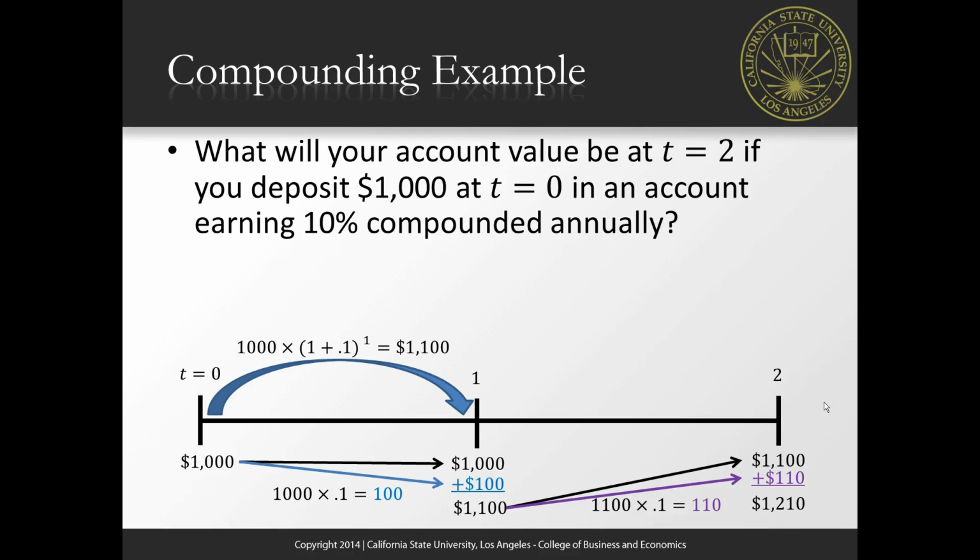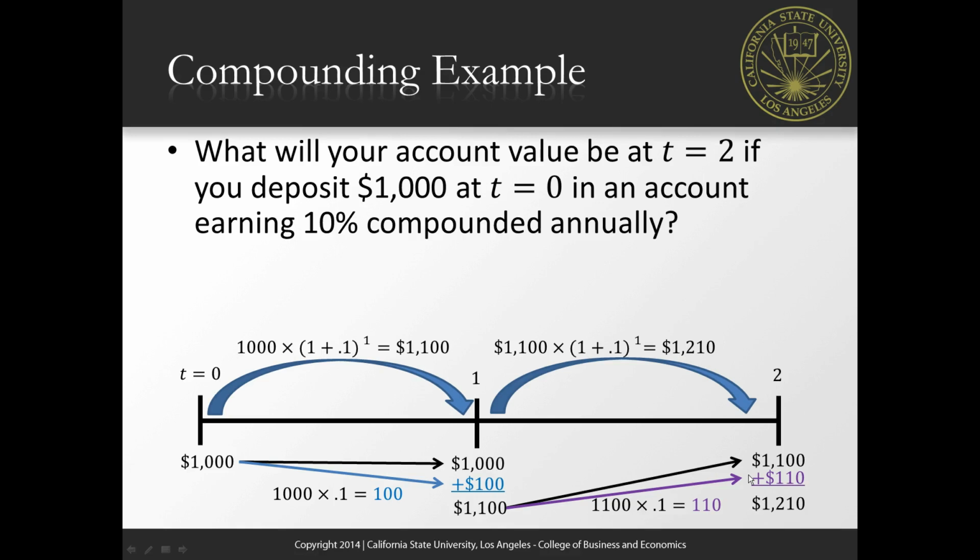Now that's the same account value that we had at t equal to 1 as we did when we looked at it in this way. So now we take that $1,100, and this time we will multiply it by 1 plus 0.1 yet again. And when we do that, we see that we end up with $1,210, which is exactly what we had in this first example. But now there's even a shorter way of doing this.